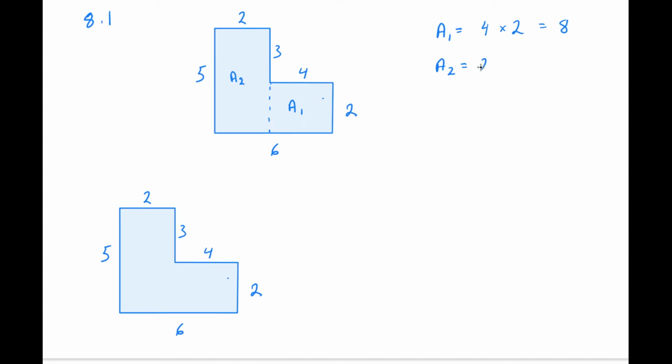It doesn't matter because the commutative property of multiplication says it doesn't matter what order the factors are in. 2 times 5 is the same as 5 times 2, and that's 10. So we add those two areas together, the area 1 and area 2, and the total area is 18.